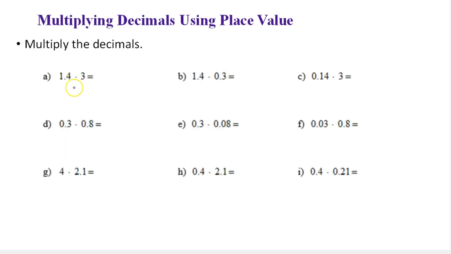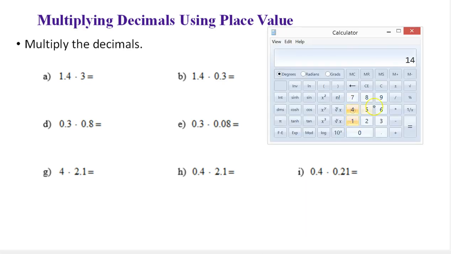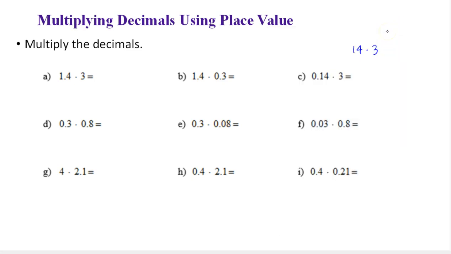So notice this is intentional. All of these, if you disregard the decimals, involve 14 times 3. Okay. So 14 times 3 is 42. Okay. So all of these are going to have answers that are related to 42. But is it going to be 42 ones, 42 tens, 42 hundredths? So let's see how this works.